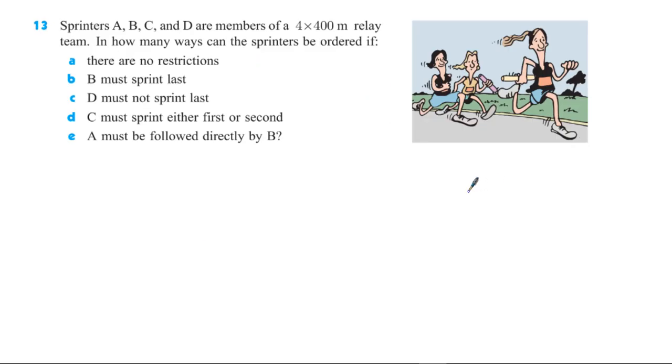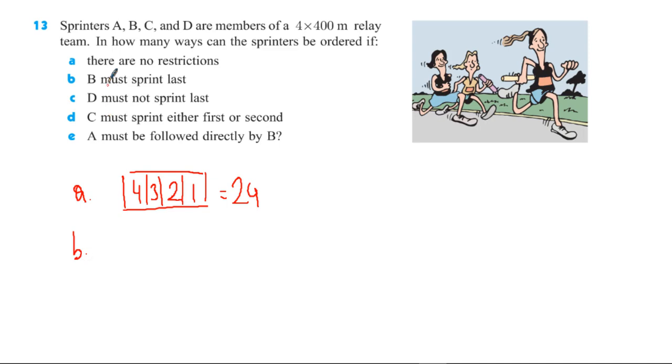Next problem, sprinters A, B, C, D, members of this relay team. In how many ways can the sprinters be ordered? There are 4 people. How can I order them if there are no restrictions? Let's use the product principle. I have 4 people, so for the first I have 4 different choices. Then I have 3 different choices, 2 and 1. So the result will be 24.